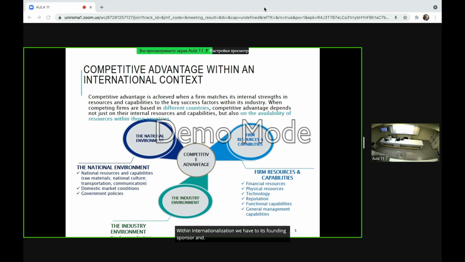And when we talk about national environment, we talk about resources and capabilities. We talk not only about internal resources and capabilities, but also about resources and capabilities available in different countries. This is the difference, the extension of this model when we talk about internationalization.